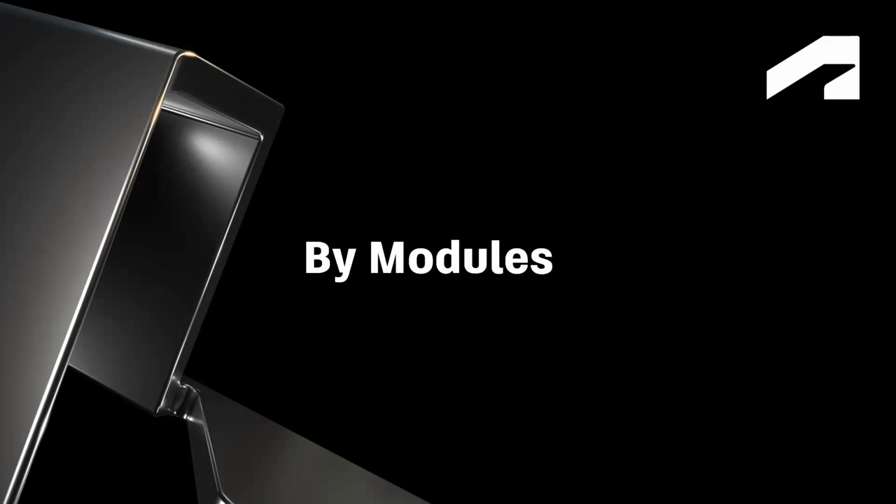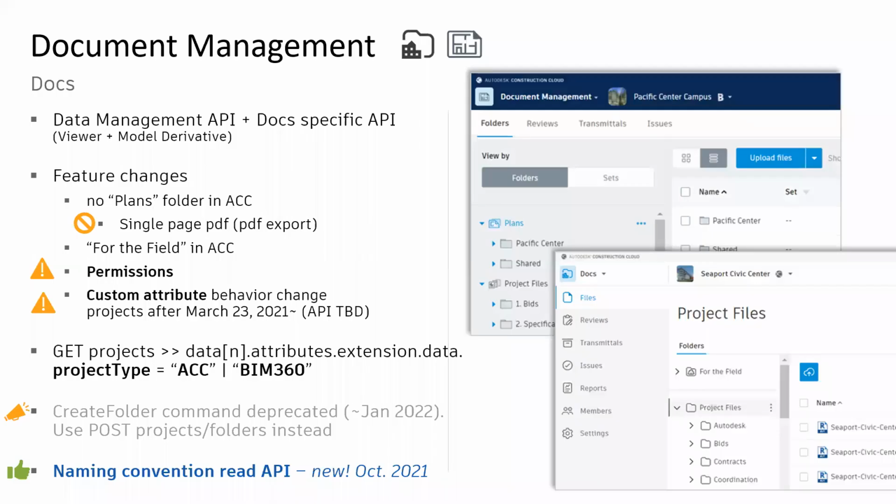Next, we'll quickly go through APIs in each module, focusing on differences in ACC compared to BIM 360. Document management. There are a few Docs-specific APIs that require attention because of the feature changes. One such thing is that there is no Plans folder in ACC. So that means that the single page extraction of PDF export API is not applicable for ACC.